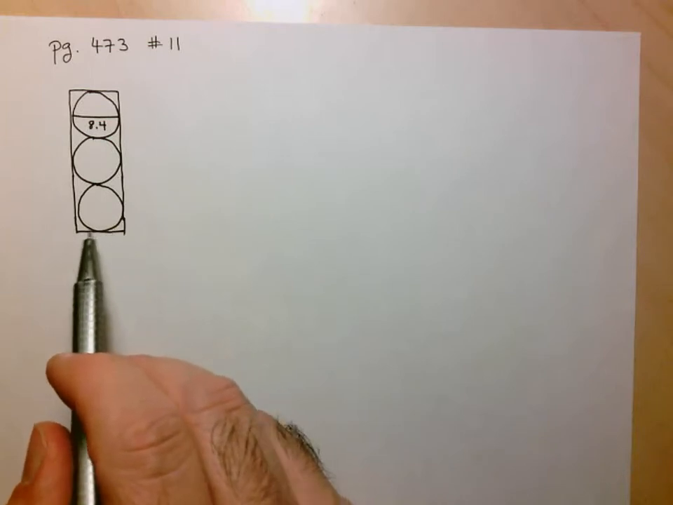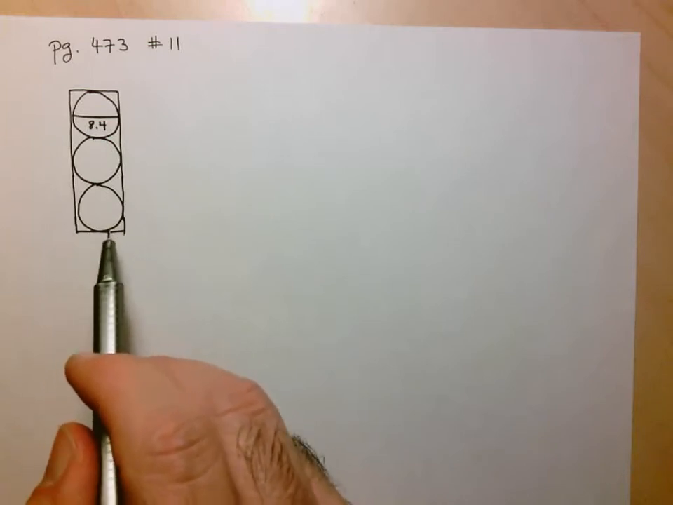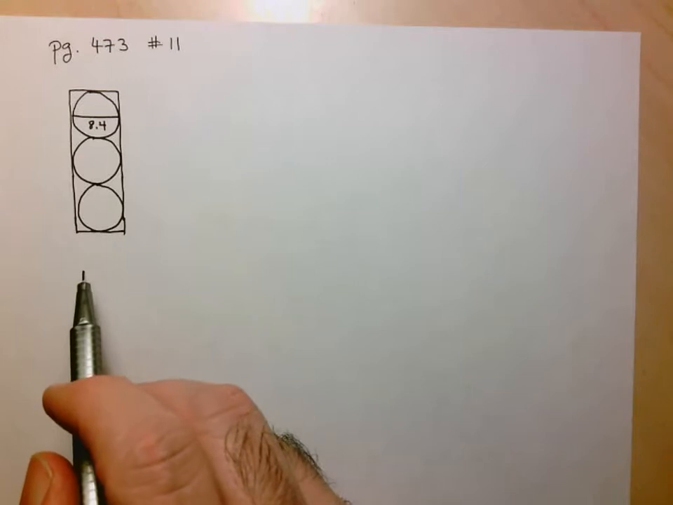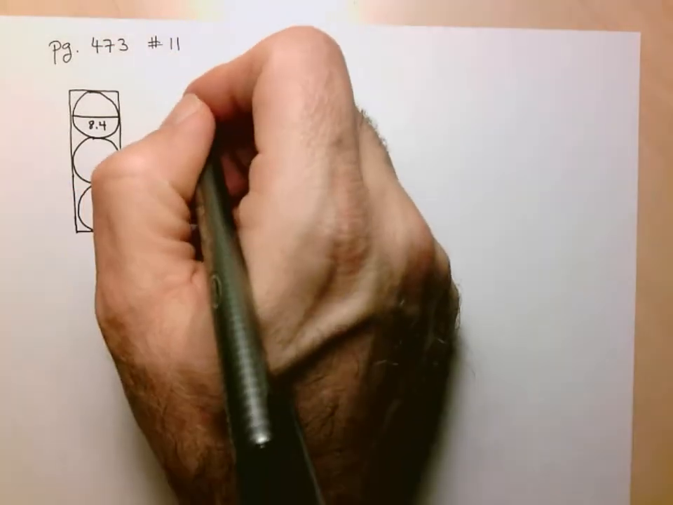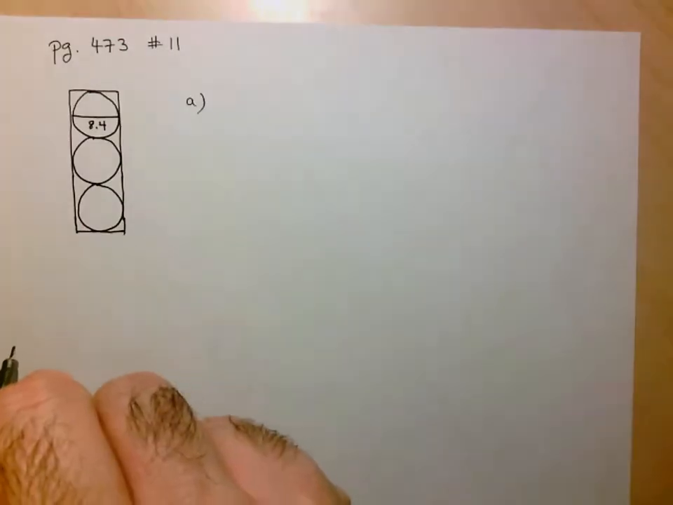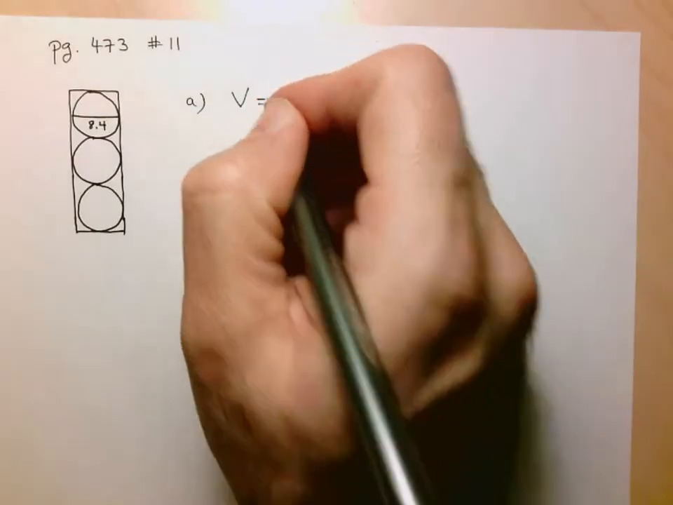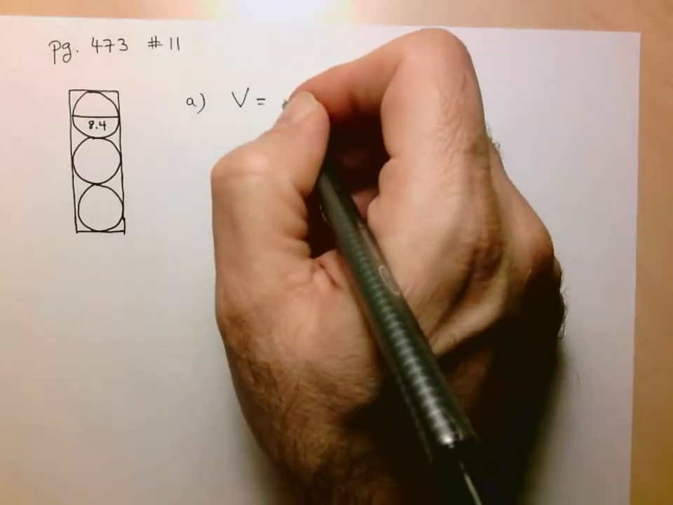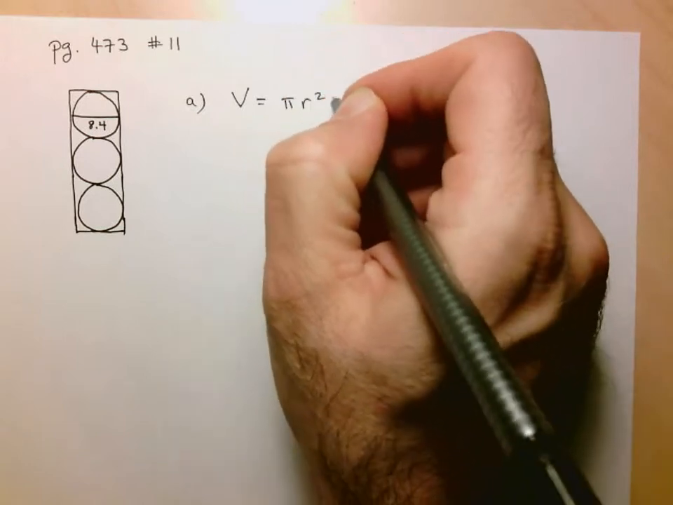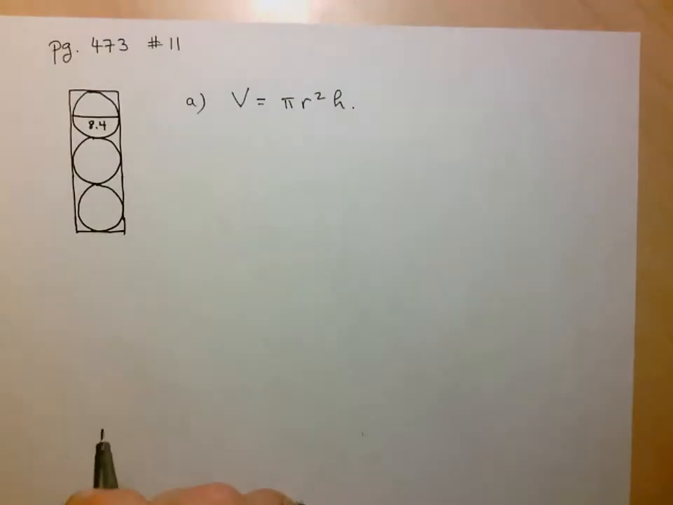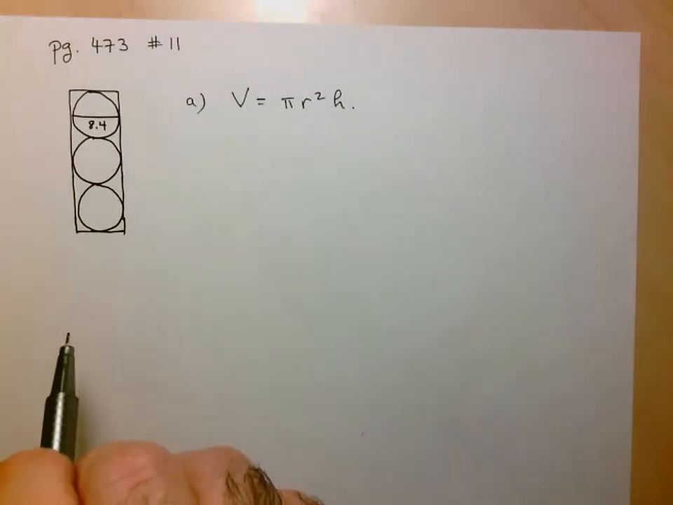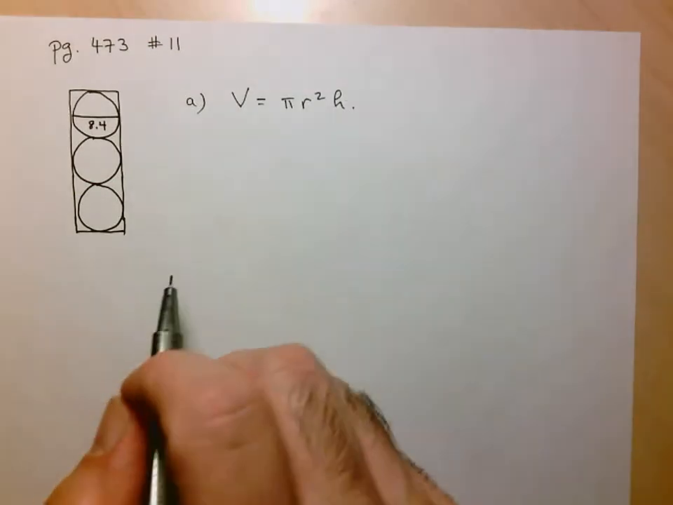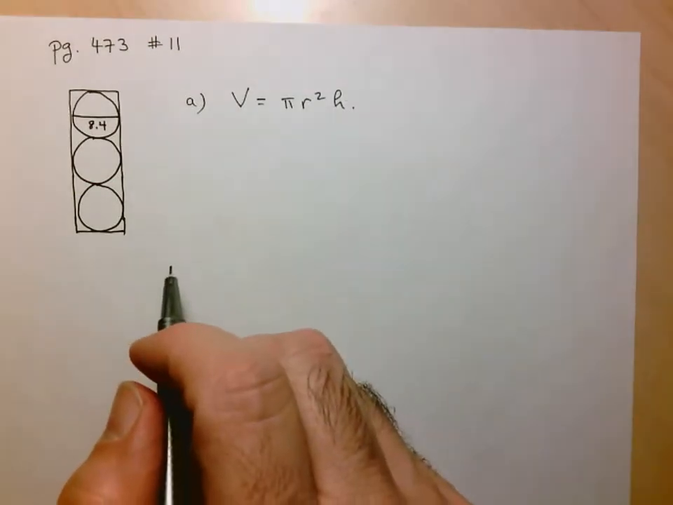So in other words, the aluminum, what the can is made of, is just on the exterior, so we're just looking for the surface area. Okay, so let's start with A here. If we're looking for the volume of this can, well, it's a cylinder, so our formula is pi times r squared h. So what we have to figure out is what is the radius of this can and what is the height. Okay, so let's start with the radius.